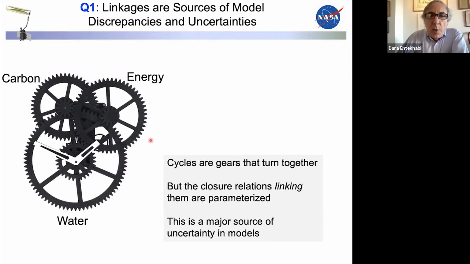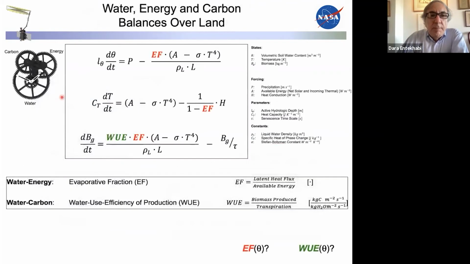So let's get a little more quantitative than just a diagram of the 3 cycles as gears, and reduce an Earth system model of these 3 cycles, which is usually thousands, if not tens of thousands of lines of code, into 3 basic lines of equations, just to see how fundamentally they're coupled together. So the water cycle is a change in the state variable soil moisture.